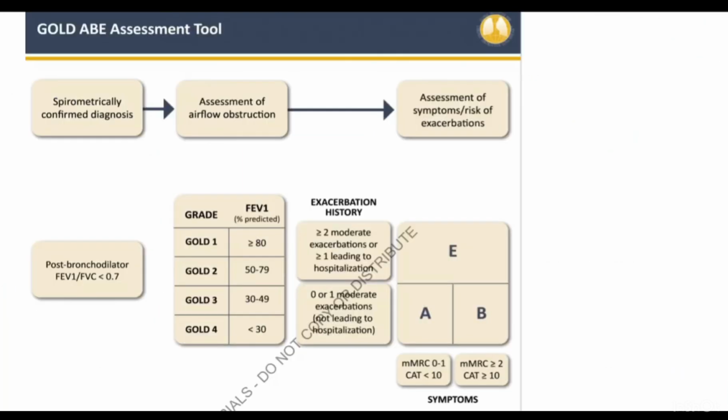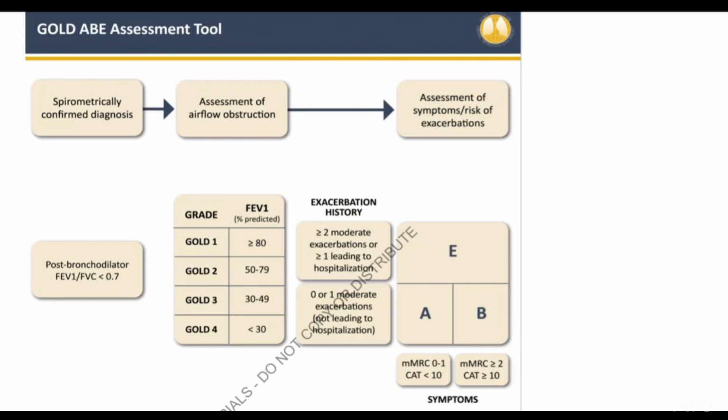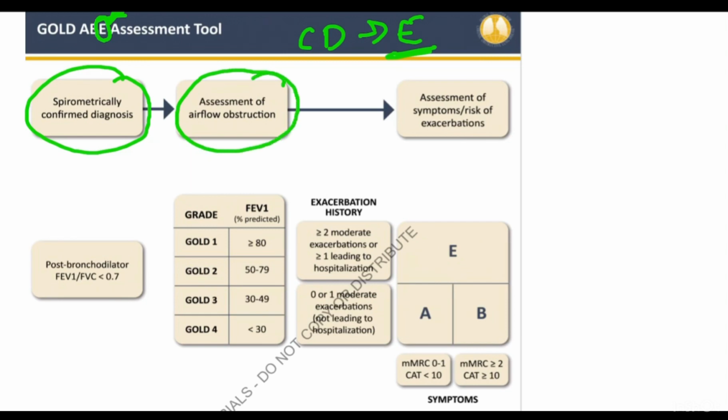Very, very important. Then comes the next slide, which is the GOLD ABE assessment tool. As we know, initially it was the ABCD assessment tool, and now C and D have been replaced by E. Very, very important. This is a new change. First we have to spirometrically confirm the diagnosis, then assess the airflow obstruction, and according to that check the assessment of symptoms and risk of exacerbation.